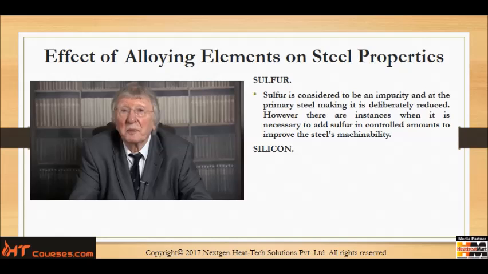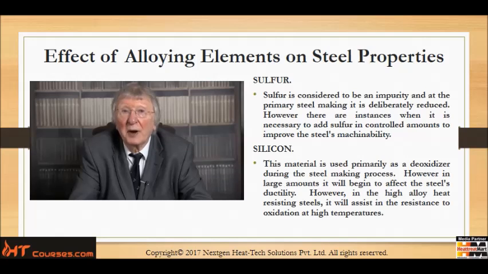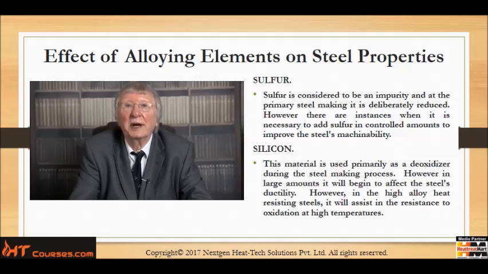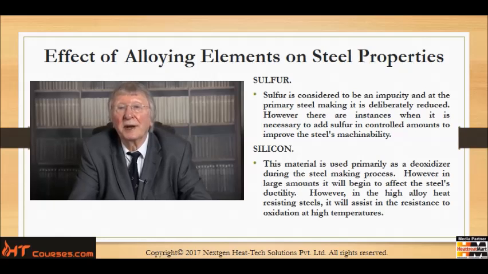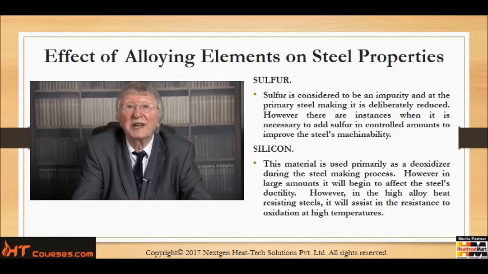Silicon. This material is used primarily as a deoxidizer during the steel making process. However, in large amounts, it will begin to affect the steel's ductility. In the high alloy heat resisting steels, it will assist in the resistance to oxidation at high temperature.